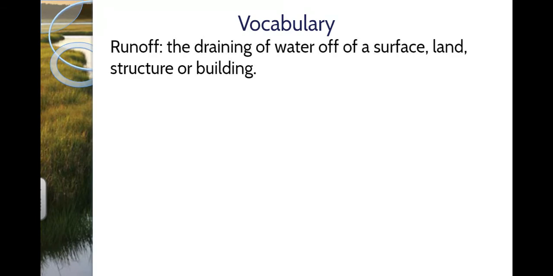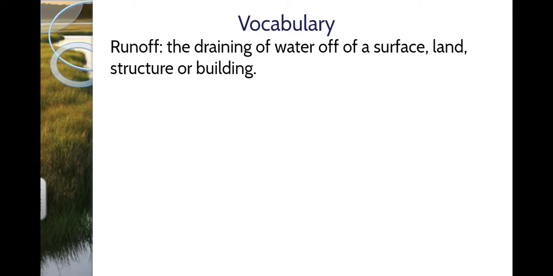Runoff. Runoff is the draining of water off a surface, land, or structure. So when the water runs into the drain when it rains, that's runoff. Or you see the water in the streams, they overflow onto the land, that's runoff, okay? Those are different types of runoff. So anything that drains water off of a surface, land, structure, or building, that is considered runoff. It's literally the water running off of something, okay?